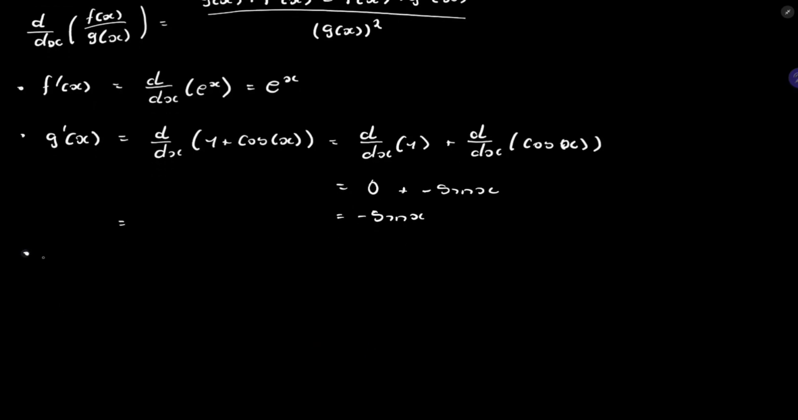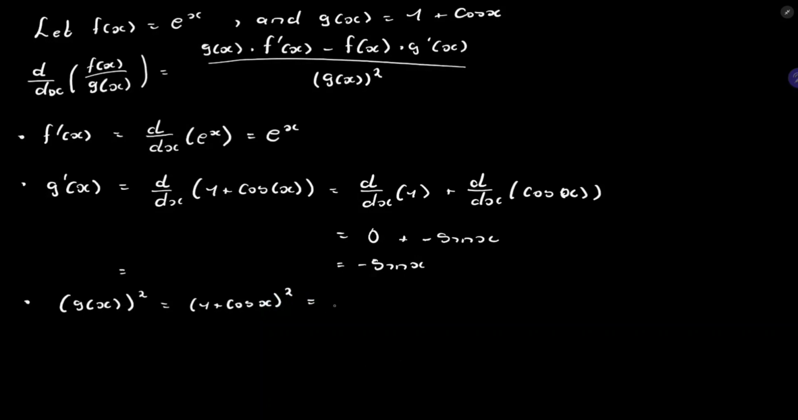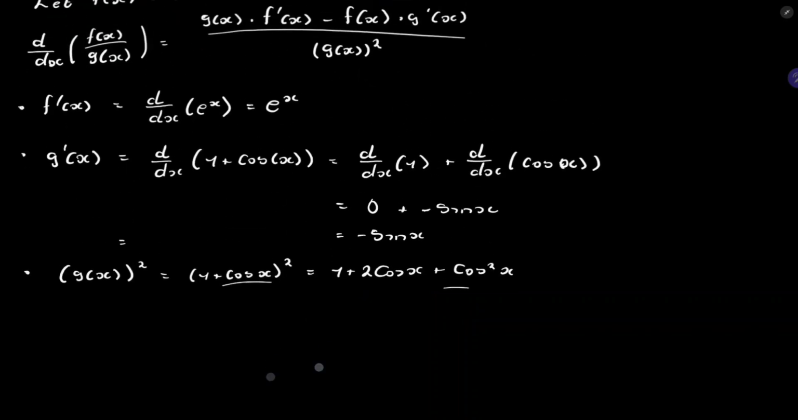Our next term to calculate is the square of our denominator, which is g of x squared. What is g of x? G of x is the function 1 plus cos x, and all this squared leaves us with 1 plus 2 cos x plus cos squared x. We could expand it, or we could still leave it in this form, but for the continuation of this question, I'm going to use it in this compressed form, and if needed, I will then use the expanded version.